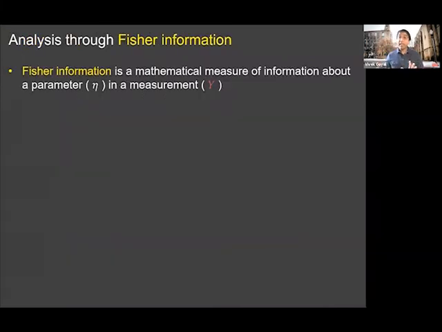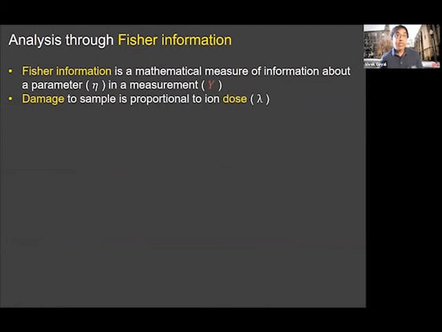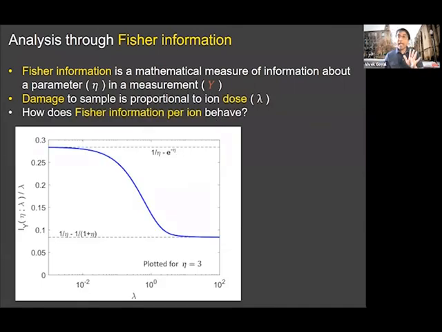One of the ways to understand the advantage that we get from this time-resolved sensing is through Fisher information. We're interested in the Fisher information about parameter eta present in a measurement y. The damage to the sample is proportional to the ion dose lambda. So let's look at Fisher information per ion by dividing the Fisher information by lambda. If we do that, it turns out that low dose measurements are the most informative per ion.